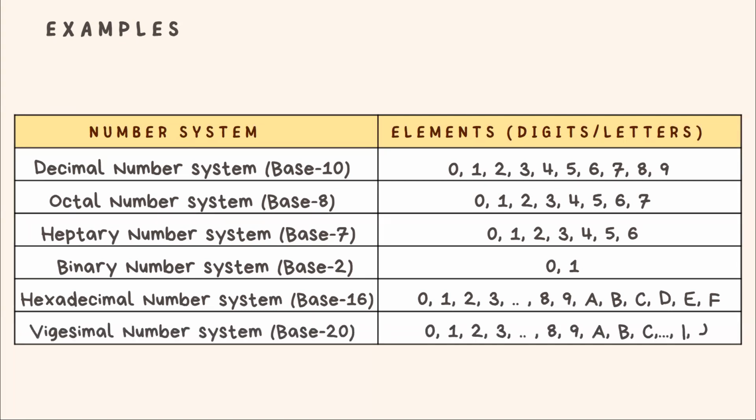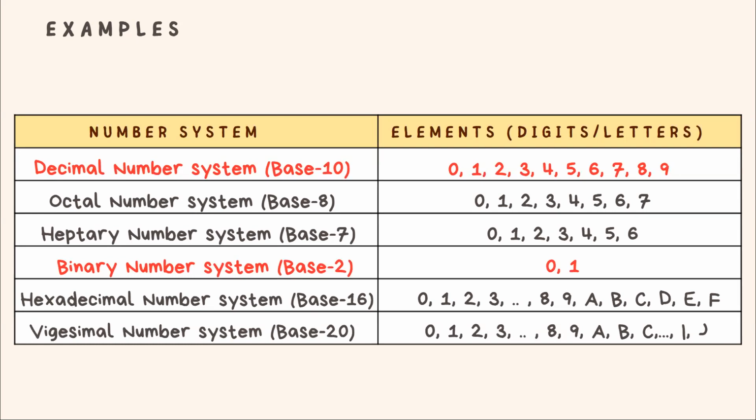Then another such example is the vigesimal number system, which is base 20. It has digits from 0 to 9 and letters A to J. So these are just a few examples of the number systems that we have. There are many, many more, but we just listed a few of them. And out of this list, we're only going to focus on just 2 of them in today's video, and that is the decimal number system and the binary number system.